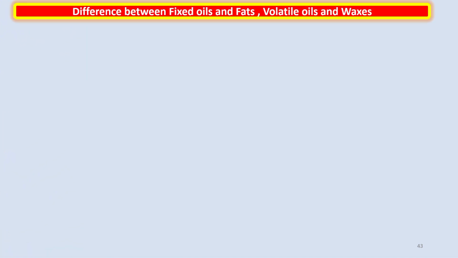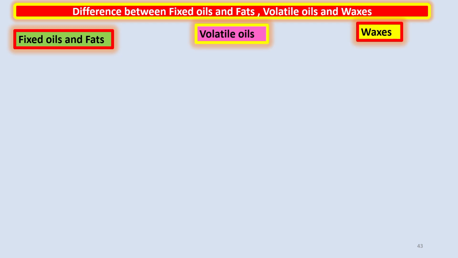So now in this slide, it is needed for the students to revise and keep in their mind and prepare as hints. What is the difference between fixed oils and fats, volatile oils and waxes? So three: fixed oils and fats, volatile oils and waxes. What is the difference?